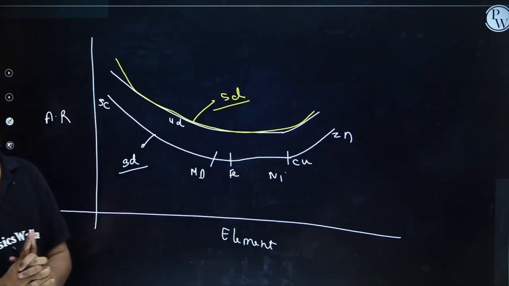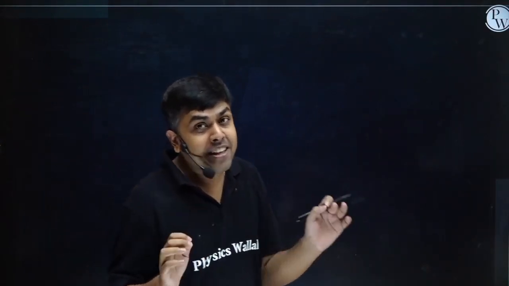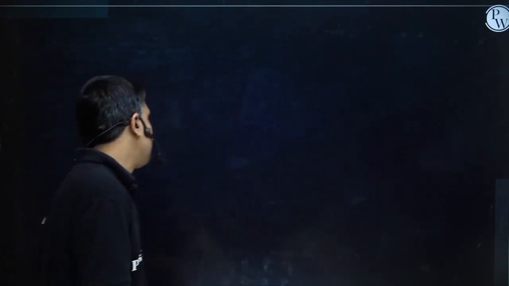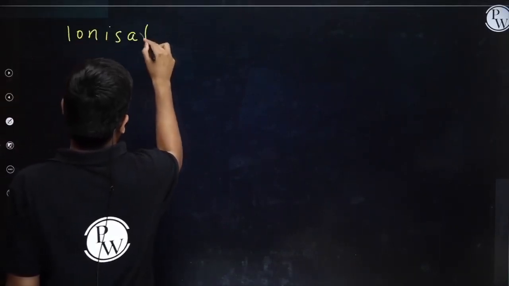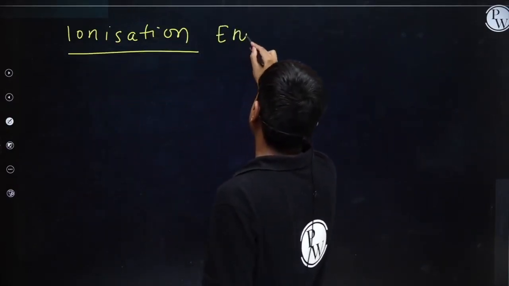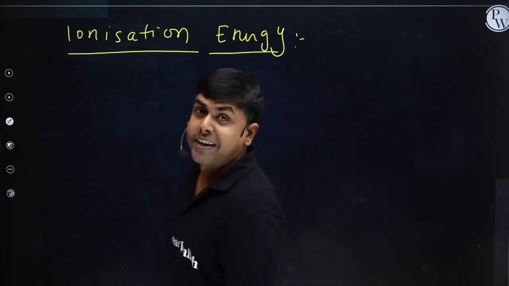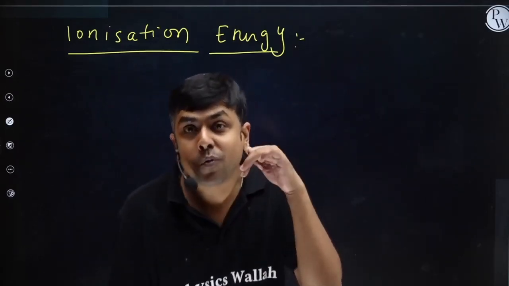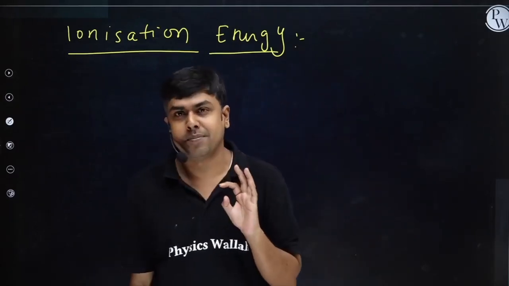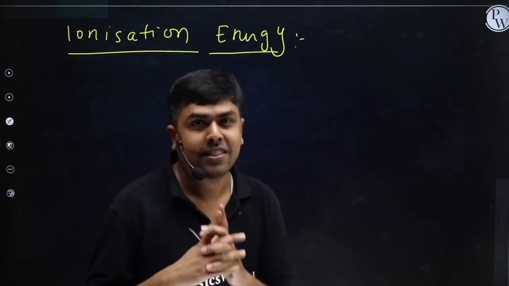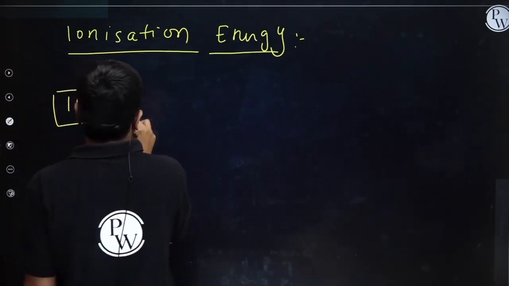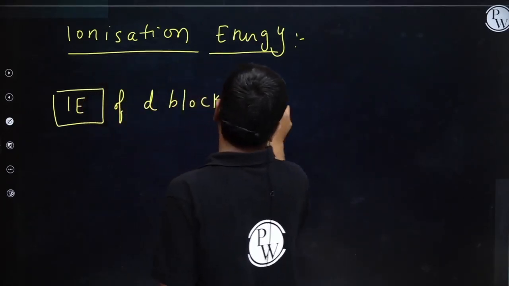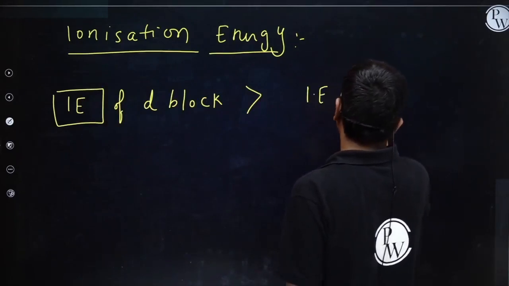Let's move ahead, students. Moving to the next trend that we need to discuss: the variation in ionization enthalpy in D block elements. Ionization enthalpy or ionization energy. This factor is also really important. How do we define it? The amount of energy required to remove one electron from an isolated gaseous atom. Basically, this is endothermic. Now, if I talk about the ionization energy of D block elements, it is greater than that of S block elements.